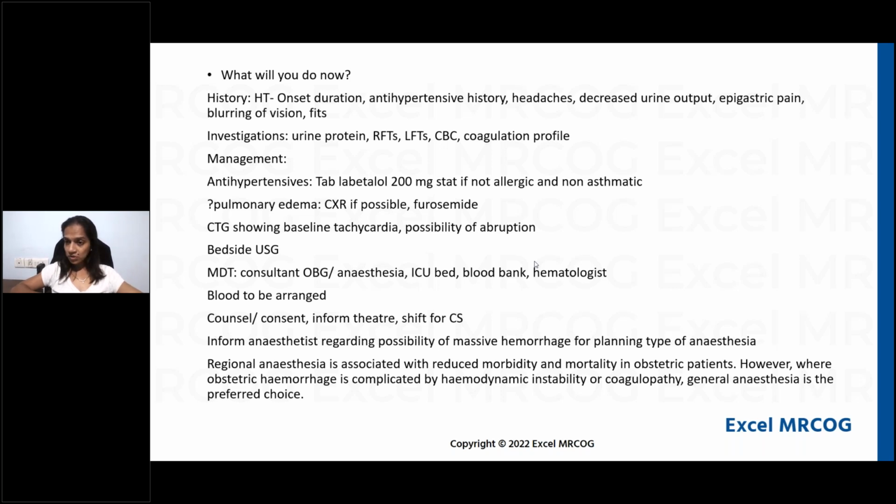Inform the anesthetist about the possibility of massive hemorrhage so that you can plan the type of anesthesia. When there is a possibility of massive hemorrhage, the preferred anesthesia would be general anesthesia as compared with regional anesthesia. Although regional may be better suited for an obstetric patient, in this case you may have to consider general anesthesia. Okay.